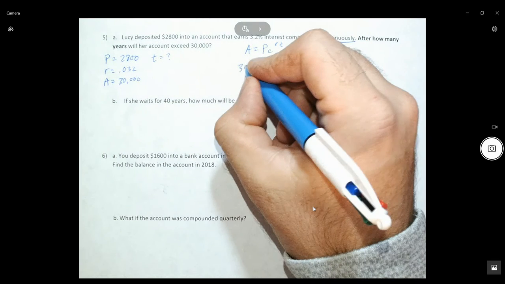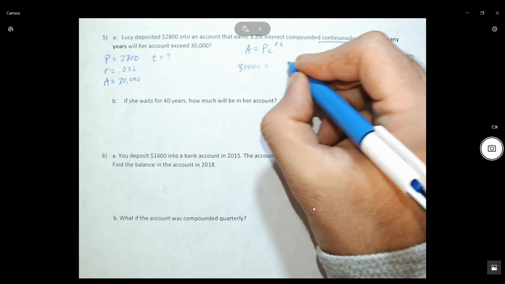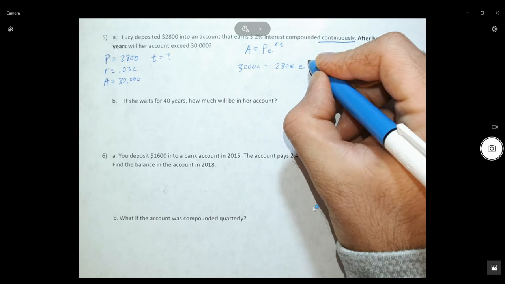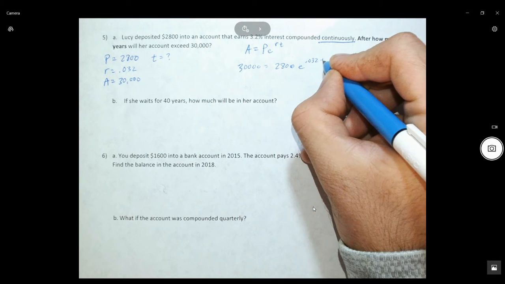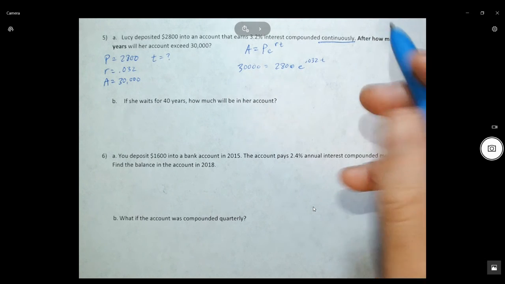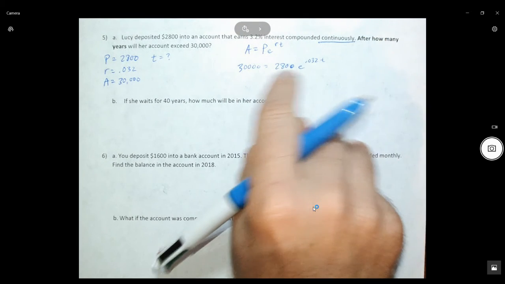All right, I can plug these in. So I get 30,000 is equal to 2,800 E to the R, which is 0.032 T. Remember, E is not a variable. E is what we call Euler's number. Kind of goes directly with natural log. We don't want to plug anything in for E. It stands for 2.71, though. That's its value. It's kind of like pi.